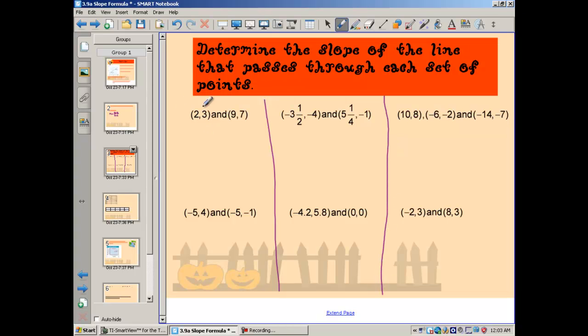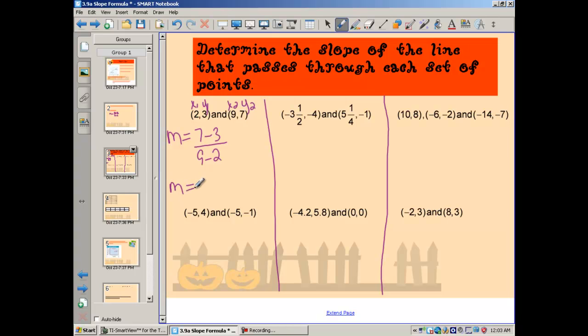So the first 2 points we're given are 2, 3, and 9, 7. This one's x1, y1 because it's the first point we're given, and this one's x2, y2 because it's the second point we're given. So to find slope, we'll use that formula. y2 is 7, minus y1 is 3, over x2 is 9, minus x1 is 2.